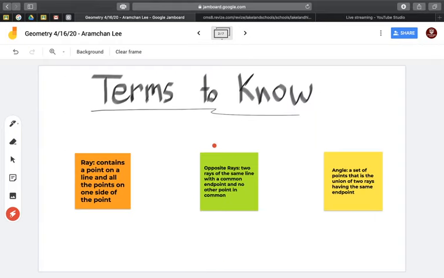So here are some new terms to know. Building off of what we did last time, we have a ray, which contains a point on a line and all the points on one side of that point. Opposite rays: two rays of the same line with a common endpoint and no other point in common. An angle, which is a set of points that is the union of two rays having the same endpoint.